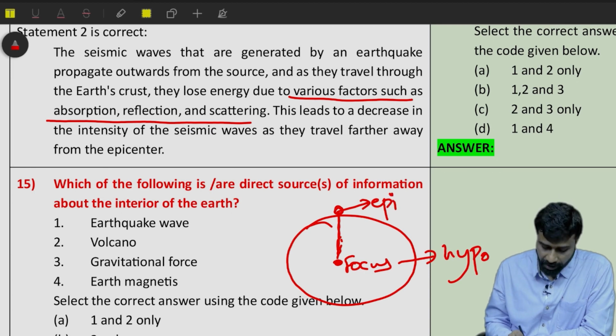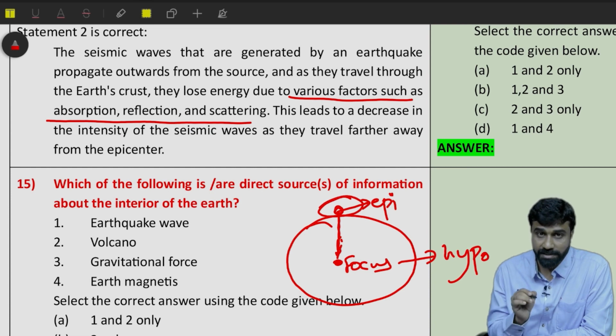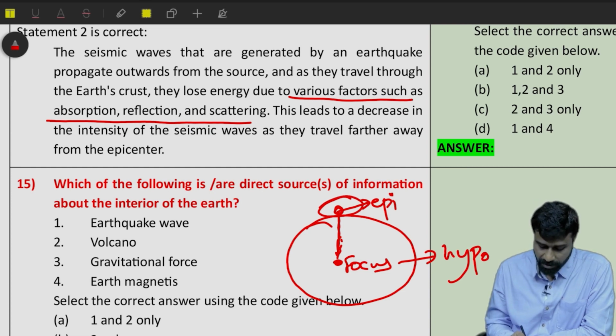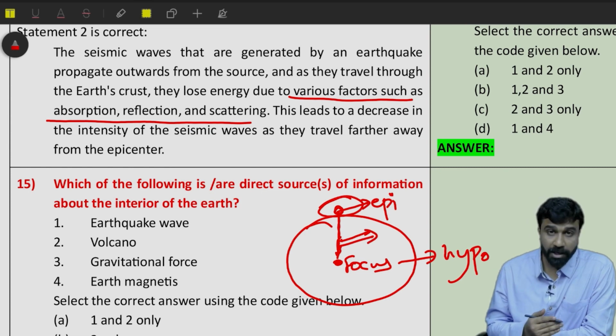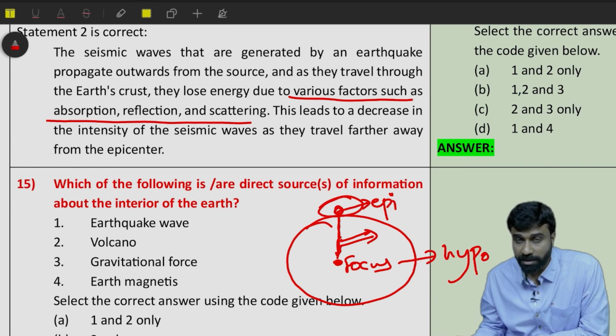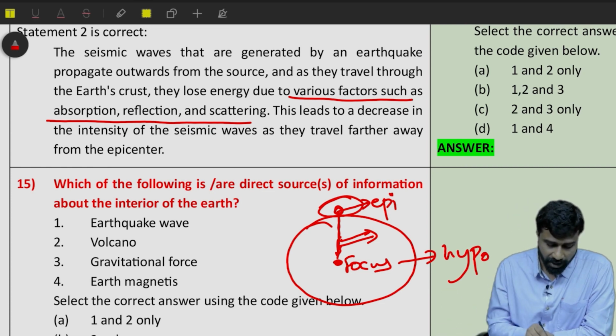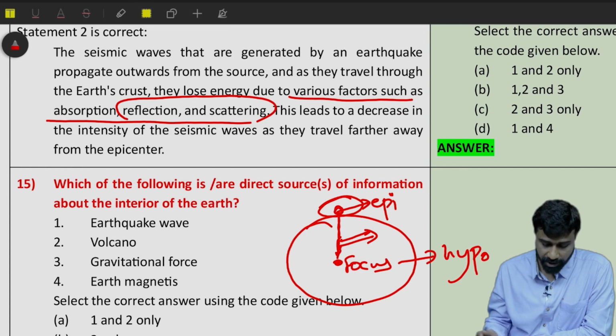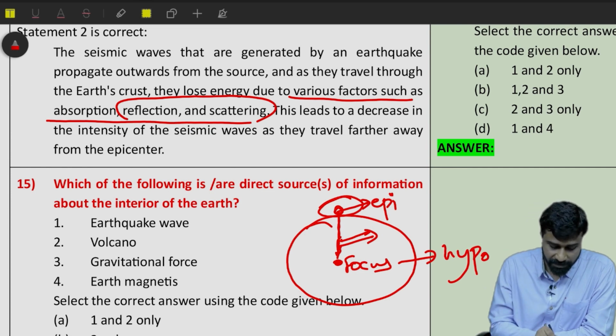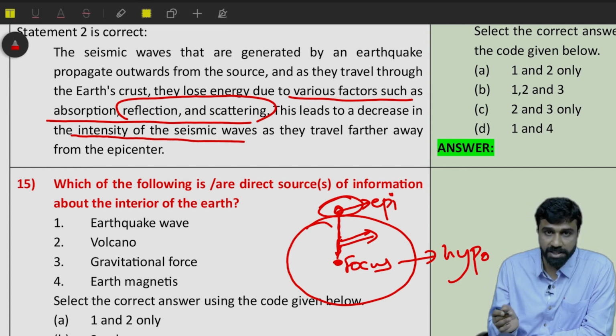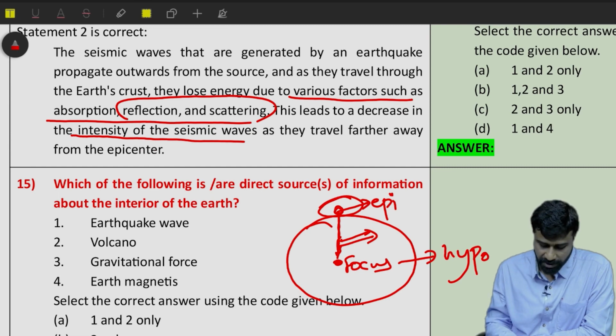So until the earthquake wave reaches the epicenter, there is a lot of absorption of the material, that is, waves may be absorbed by the moving material, and reflection and scattering may also take place, which will decrease the intensity of the seismic wave until they reach the epicenter.